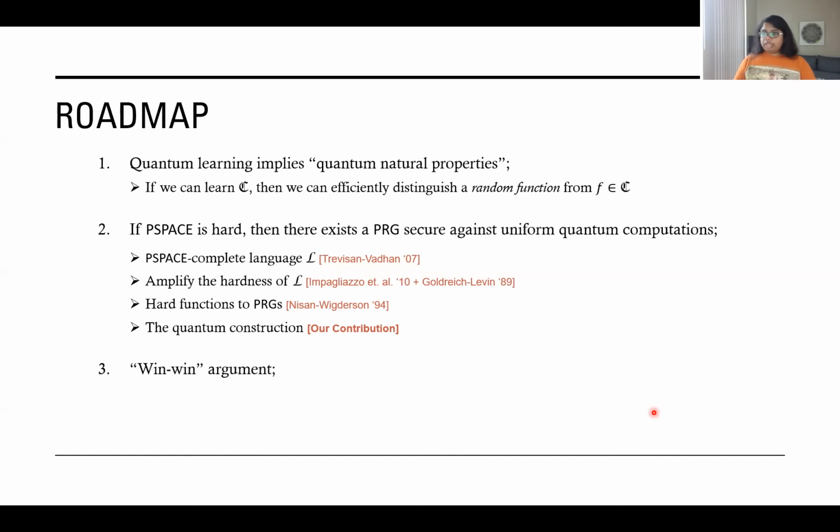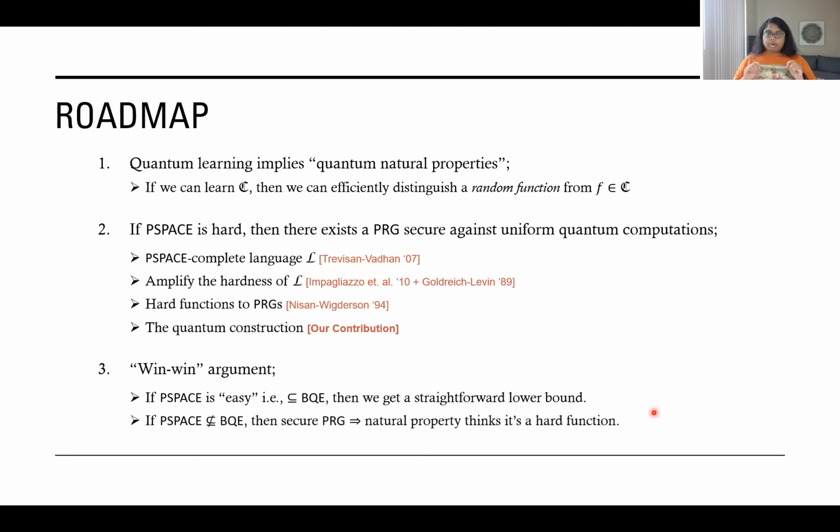And you use it using the best kind of argument, which is a win-win argument. You say that if your PSPACE is, suppose it was easy for this complexity class that you care about, then there is a very straightforward way to prove that it's contained in an exponential time complexity class. This actually comes from previous classical results that exist. So, using some diagonalization arguments, it becomes pretty straightforward.